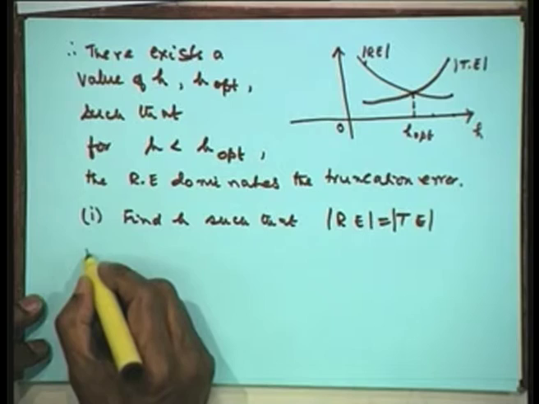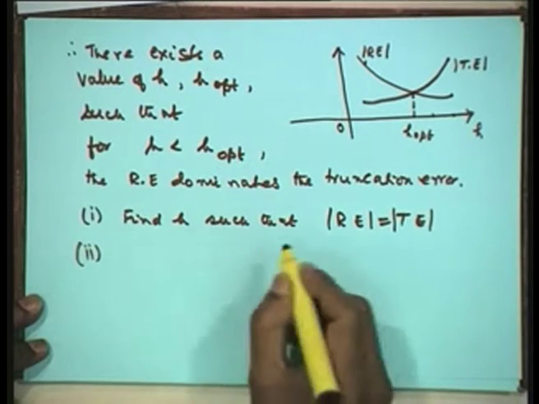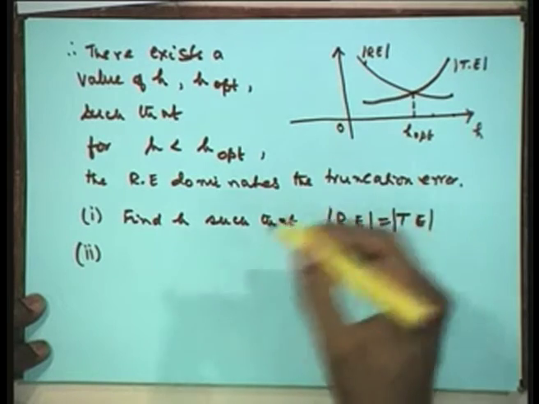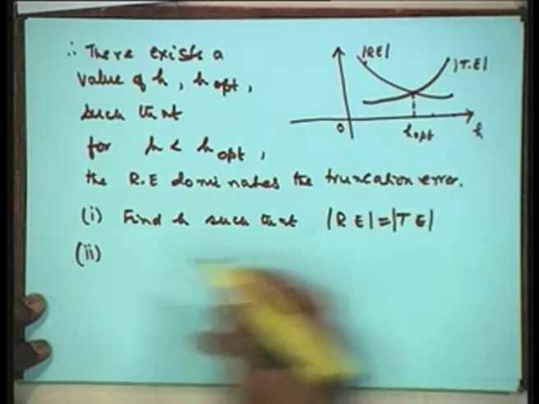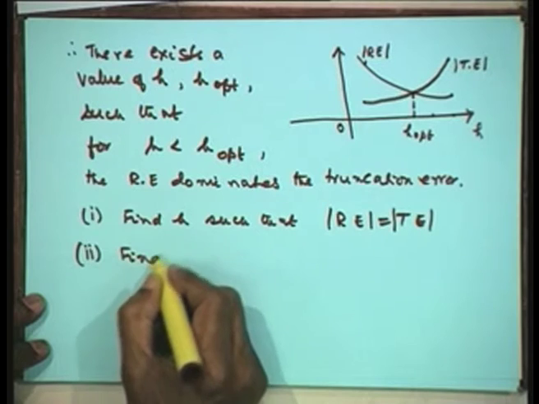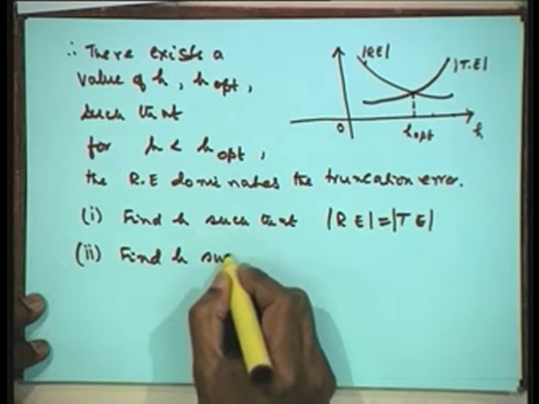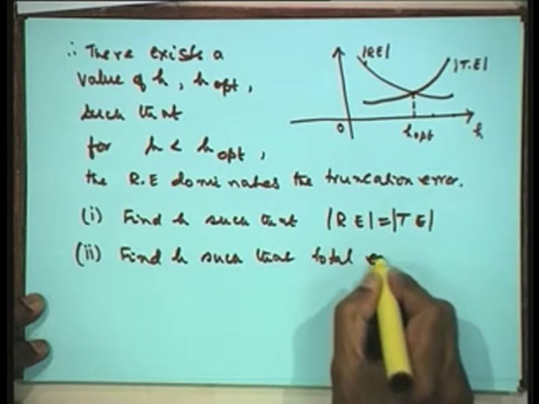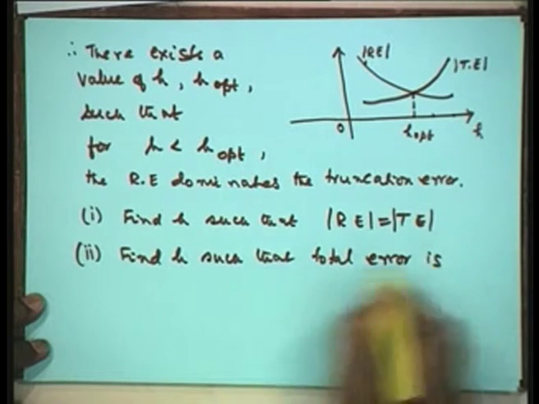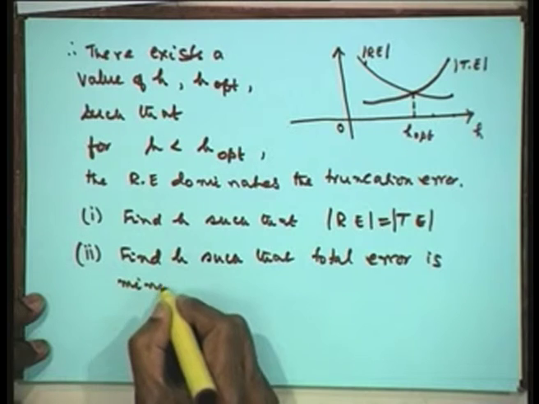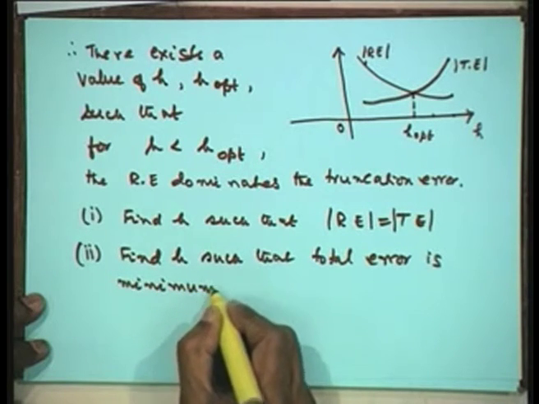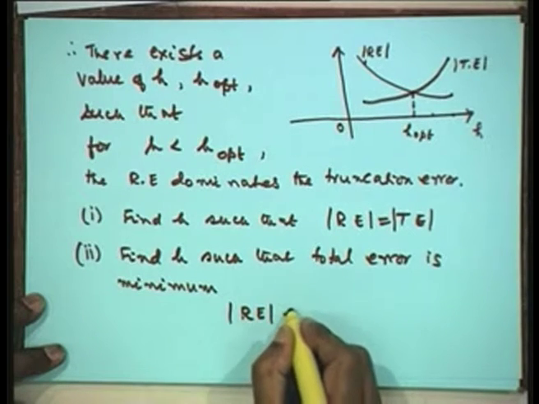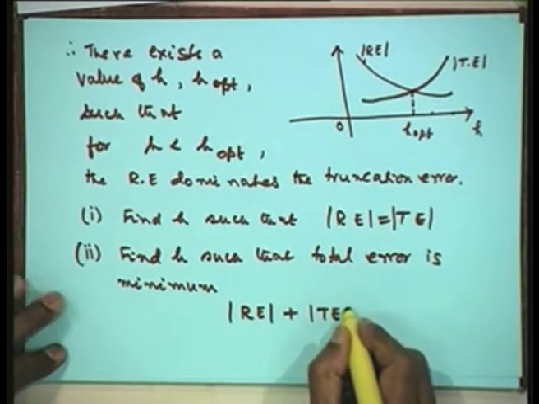Alternately, you can look at it in a different direction, you can ask find h such that the total error is minimum, that means sum of round off error and the truncation error is minimum. So, we can also use this criterion and say find h such that total error is minimum. That means, we are talking of magnitude of round off error plus magnitude of truncation error is minimum.